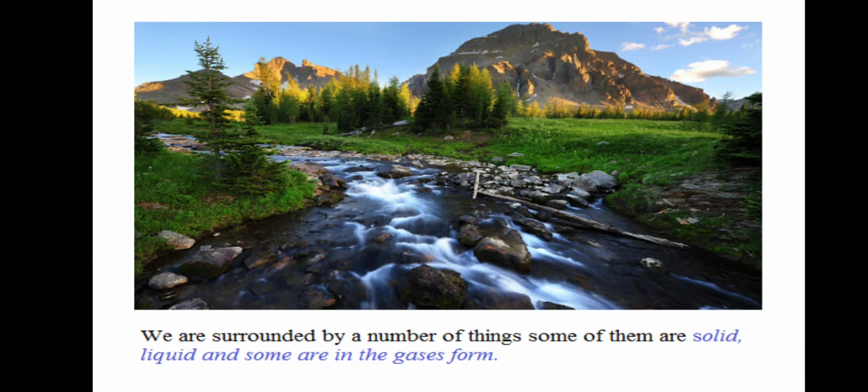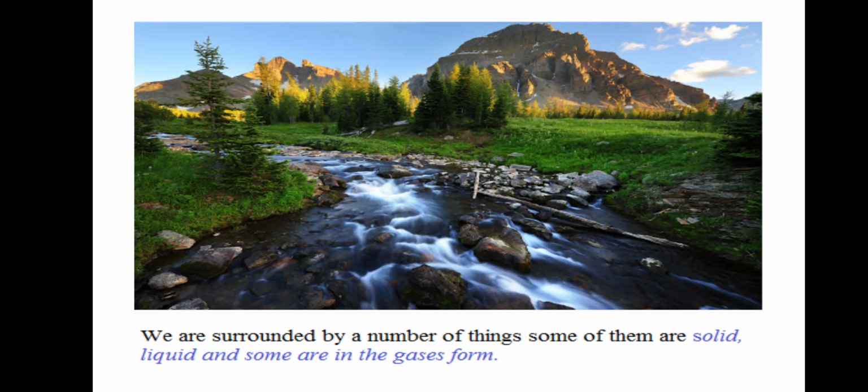And all around us, we can always see many things, and everything that we see around us is made up of matter. Now, we are surrounded by a number of things. Some of them are solid, liquid, and some are in the gaseous form. As you can see in the picture here, you can see a mountain, trees, stones, grass, water, and many things, and everything is made up of matter here. And all of these things are in different states.